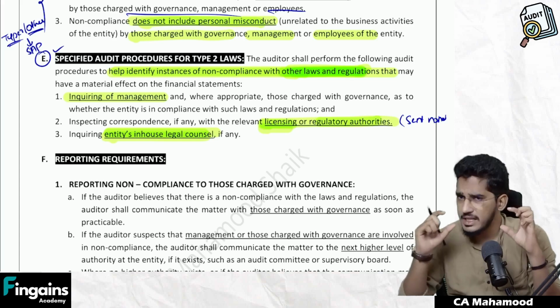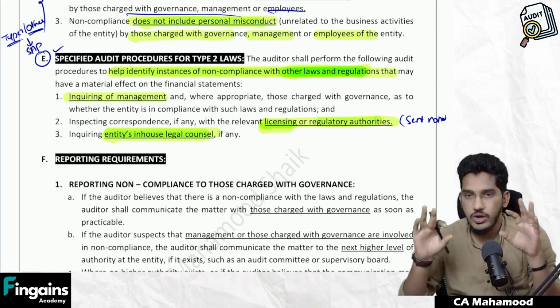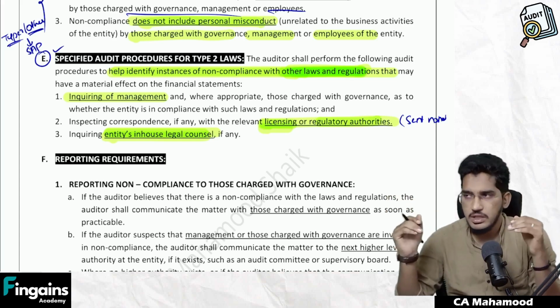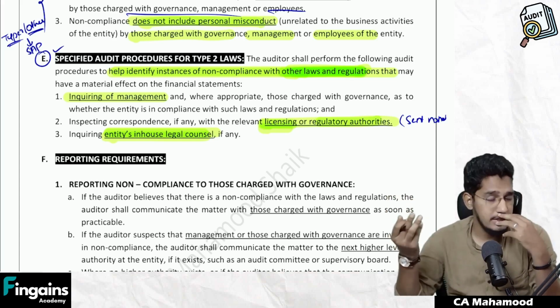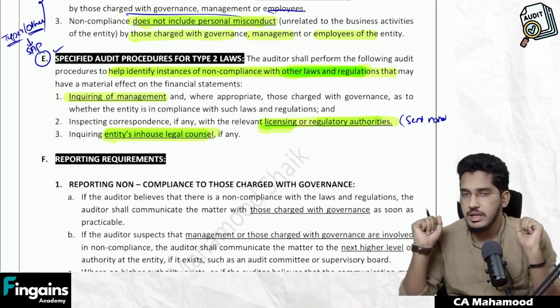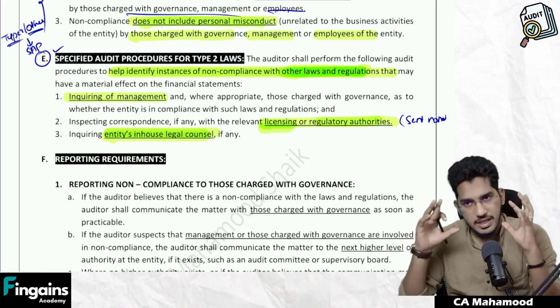So that we call it as in-house legal team. Internal lawyers, internal legal team will be there. Some big companies, what they will do is they will take some lawyers as employees and pay them monthly salary and make them work in the company. So that we call them as in-house legal team.